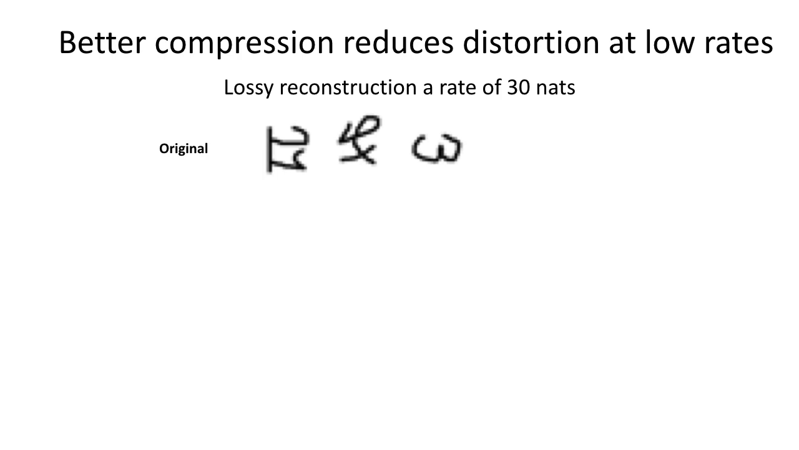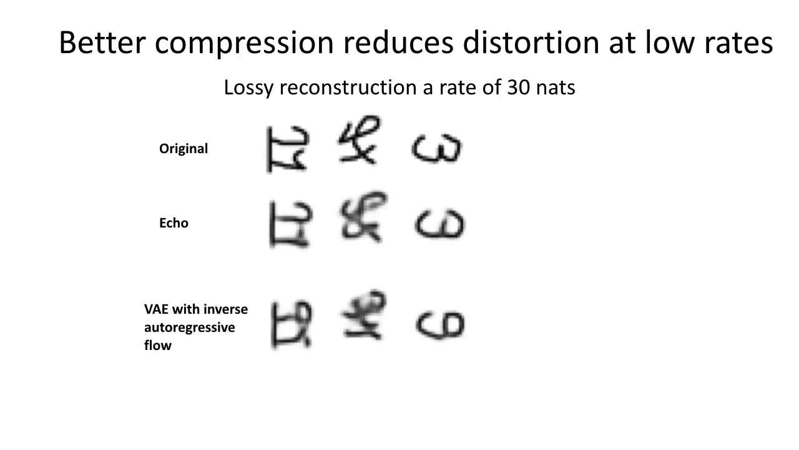As a kind of classic rate distortion, we can look at Omniglot, where we bound our rate at 30 nats, and we see how well we can reconstruct Omniglot characters. So we compare Echo with a VAE, where we add in this inverse autoregressive flow, which is a method to get around some of the Gaussianity assumptions in standard VAEs. If you scrutinize these, you'll see none of them is perfect, but that Echo is doing a little bit better. And that can be quantified by looking at the average distortion in the two cases.